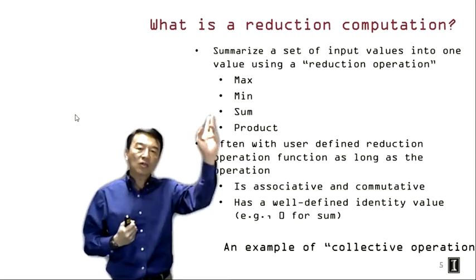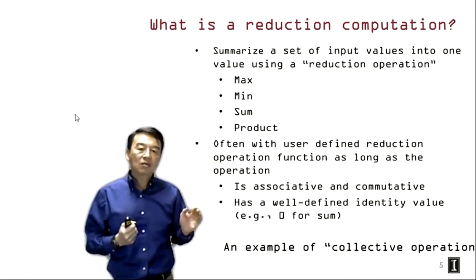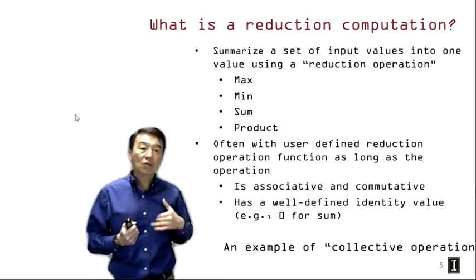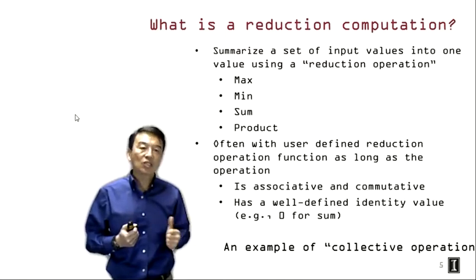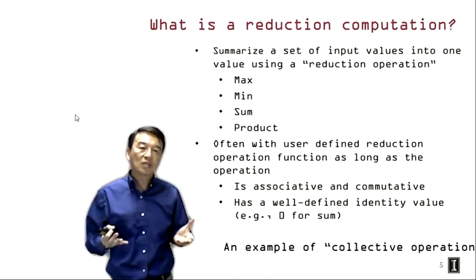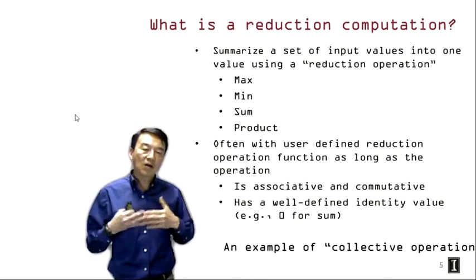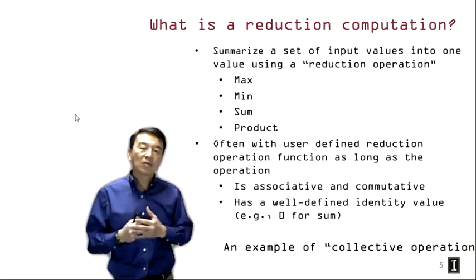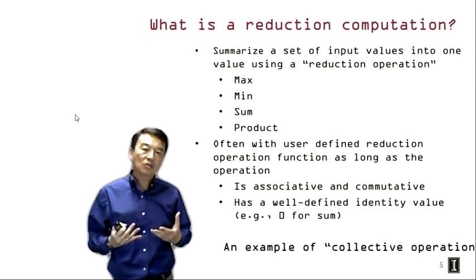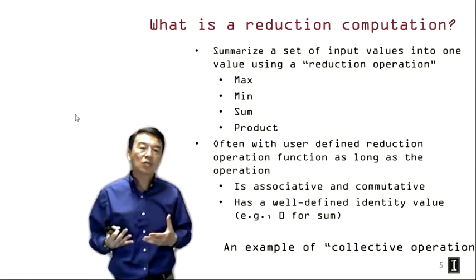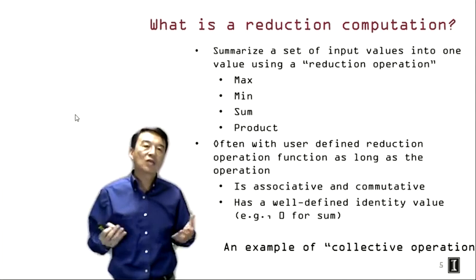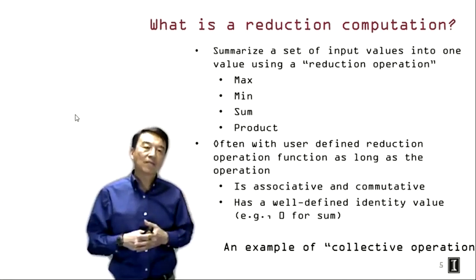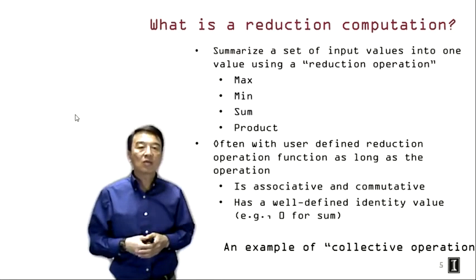The reduction computation is oftentimes referred to as an example of collective operation, for those of you who are familiar with the MPI, or message passing interface, terminology. So this demonstrates that it's widely used in all kinds of parallel computation, not just in multi-core CPU or GPU computation. It also is widely used in massively parallel cluster computation as well.